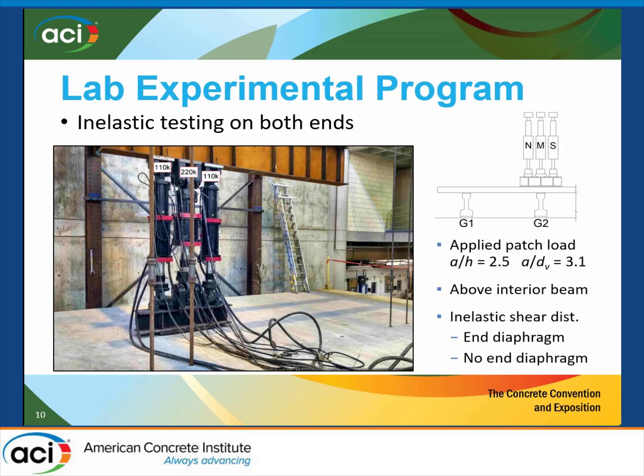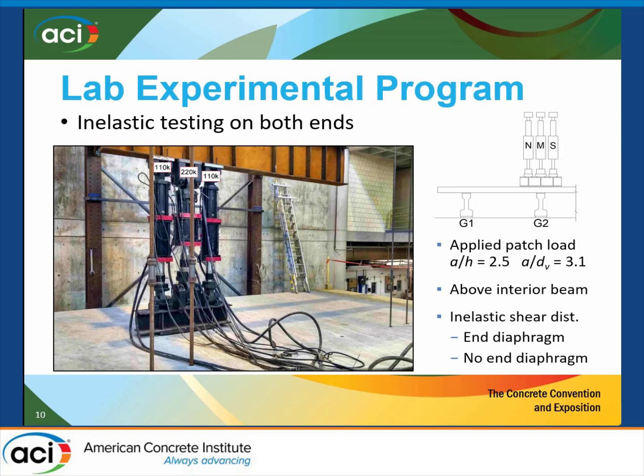The load was applied at about a shear span to depth ratio, if you're thinking about height, of 2.5, or if you're thinking about the effective shear depth, of 3, so trying to keep the load away from the support such that the load doesn't go straight to the support. It has to travel through the stirrups and the girders to get to the support.